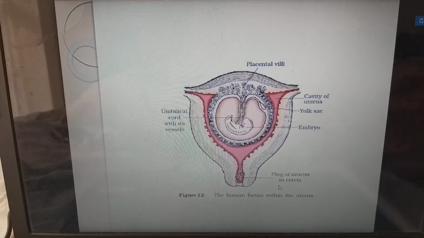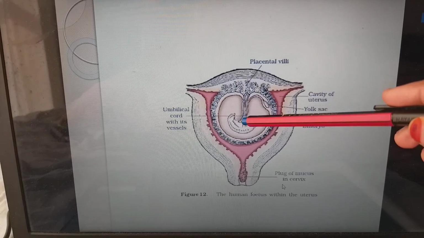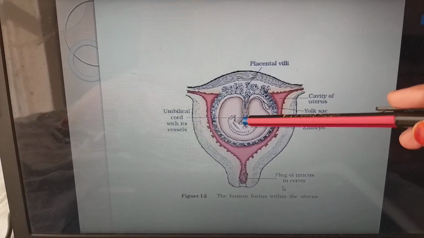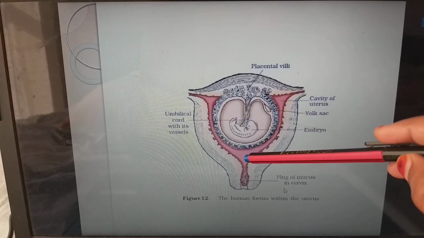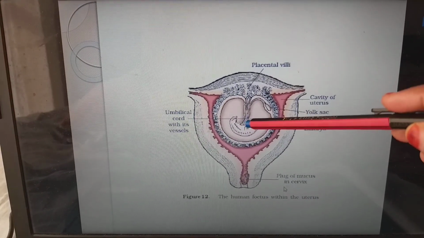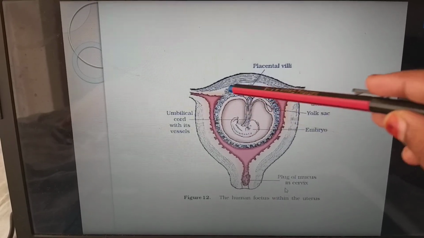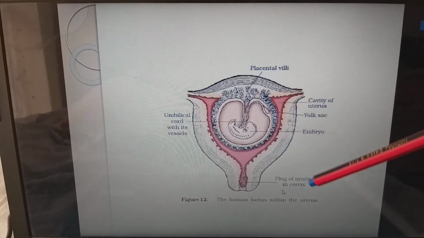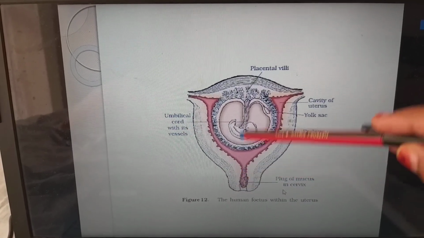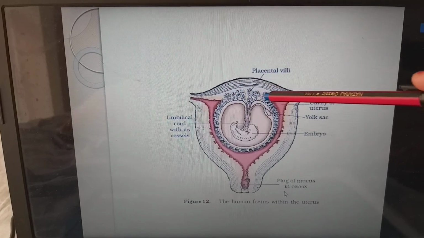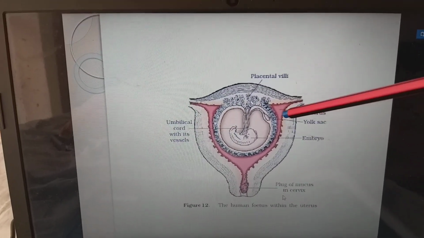So this is the placental villi. This is the umbilical cord with its vessels. And this is the cavity of the uterus. This whole thing is the cavity. Inside the cavity we have the embryo. So this is the embryo, we have the umbilical cord, and this is the placental villi, and this is the plug of mucus in the cervix, and this is the placenta. This whole attachment is the placenta, and this is the endometrium.